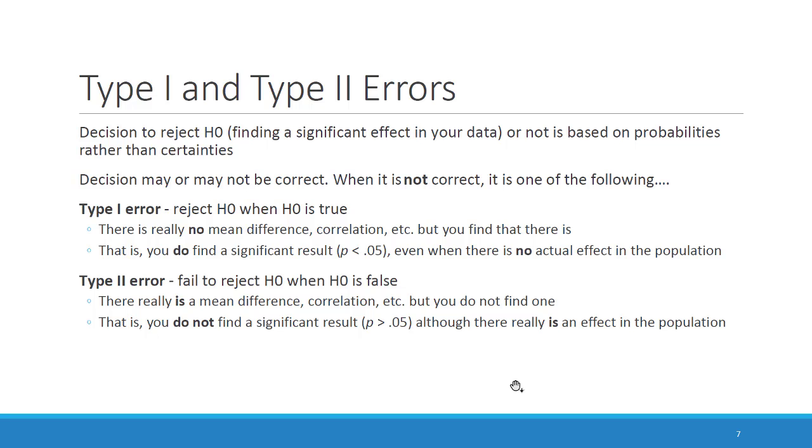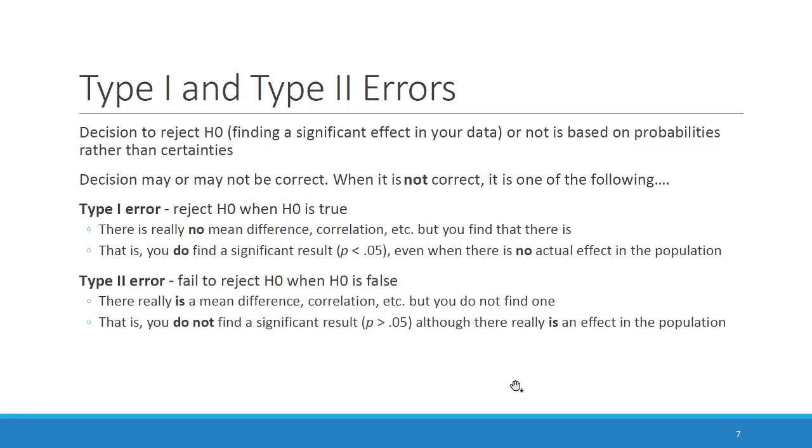It's important to remember that any decision to either reject or fail to reject your null hypothesis is based on probabilities rather than certainties. Because with science, we're trying to figure out what's going on, but again, we can never know. We do studies to test things, to enhance our understanding. But our decision to reject the null or to fail to reject the null, it may or may not be correct. When we are not correct, it's one of the following errors.